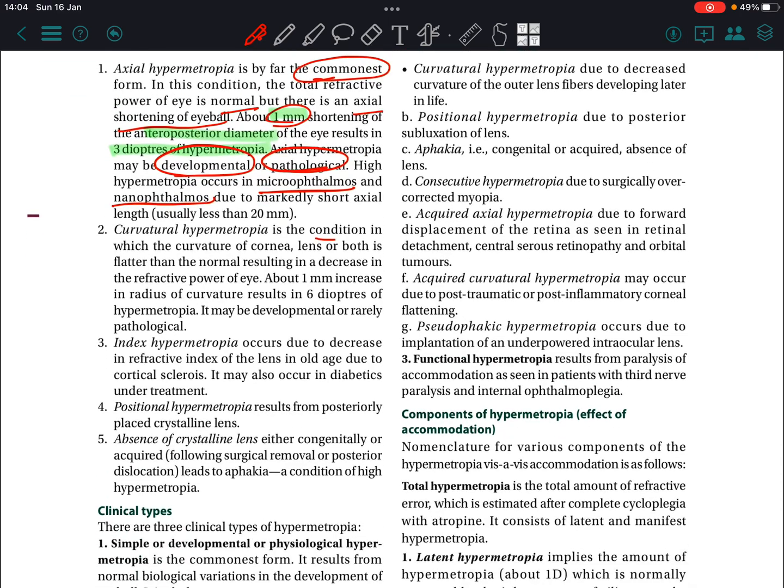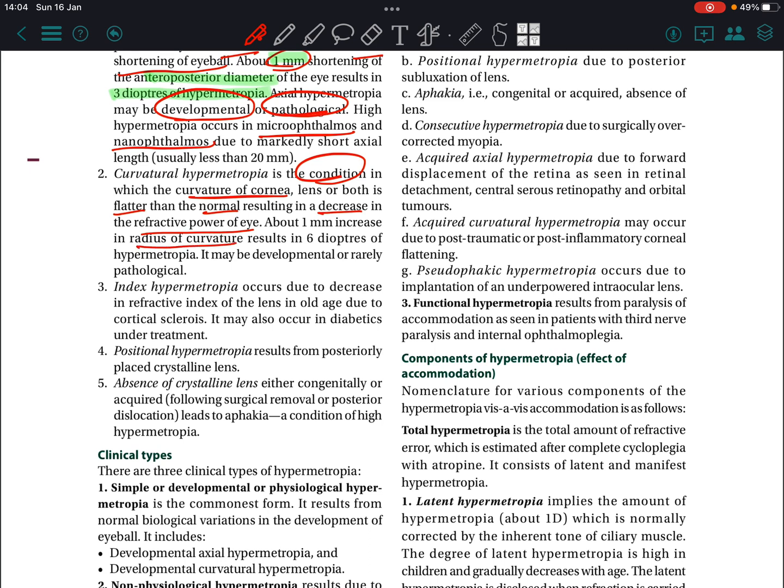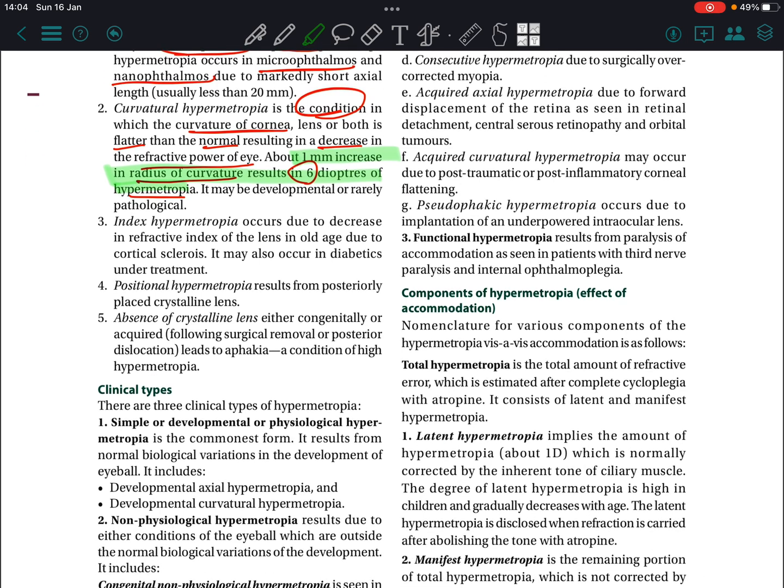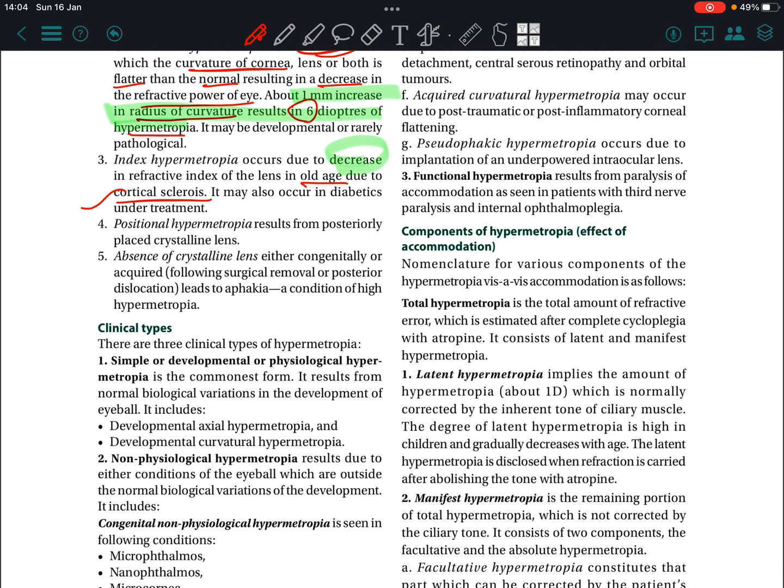Curvatural hypermetropia is a condition in which the curvature of the cornea, lens or both is flatter than normal, resulting in a decrease in refractive power of the eye. About 1 mm increase in radius of curvature results in 6 diopters of hypermetropia. It may be developmental or rarely pathological. Index hypermetropia is due to decrease in refractive index of the lens in old age due to cortical sclerosis. It may also occur in diabetes under treatment. Positional hypermetropia results from a posteriorly placed crystalline lens. Absence of crystalline lens, either congenital or acquired, leads to aphakia, a condition of high hypermetropia.